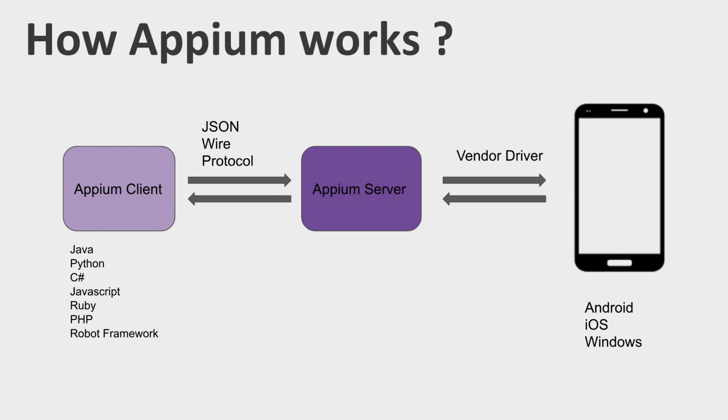Now this is a very simple diagram. The Appium client, using these different programming languages or libraries, sends the request. The JSON wire protocol converts the request and it goes to the Appium server. The Appium server then uses the vendor specific drivers to interact with the application, and we can use this on the Android, iOS or Windows platform.